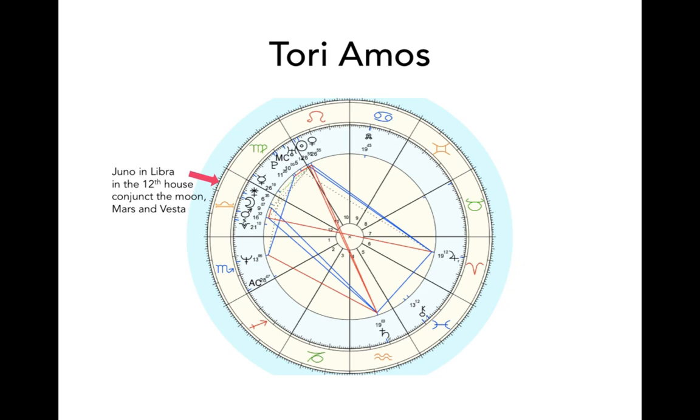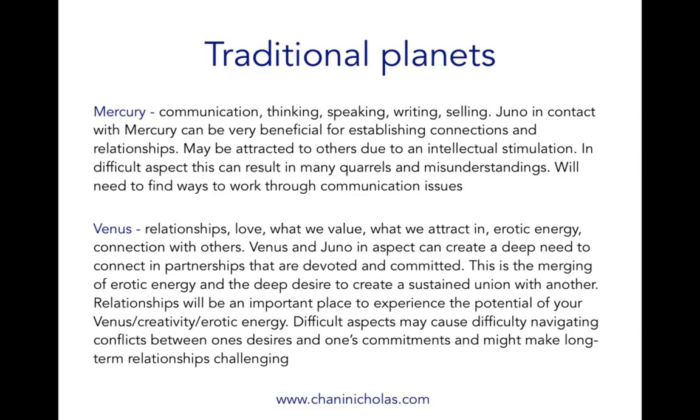Okay, next. So Mercury, so Juno and Mercury. Mercury is the planet of communication, thinking, speaking, writing, selling. Juno in contact with Mercury can be very beneficial for establishing connections and relationships through communications, may be attracted to others due to an intellectual stimulation. In difficult aspect between Mercury and Juno, this can result in many quarrels and misunderstandings in partnerships and in relationships. We'll need to find ways to work through communication issues in partnerships.